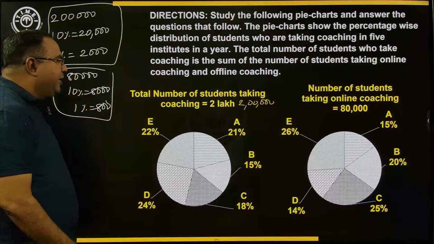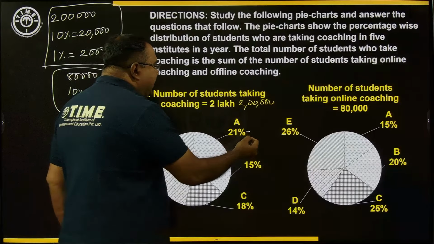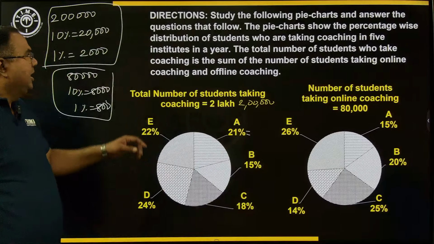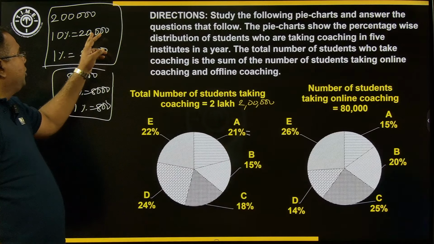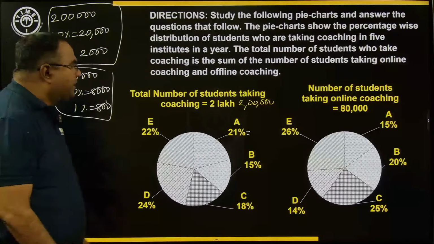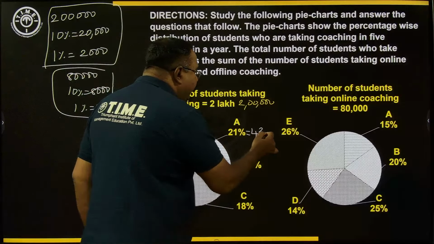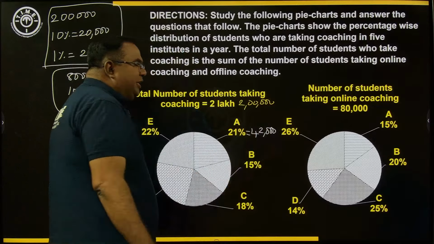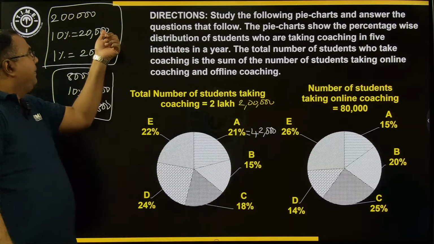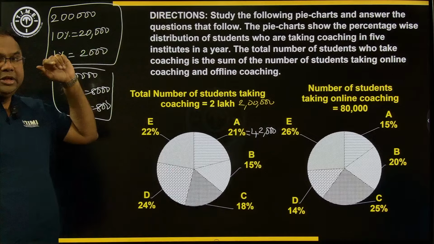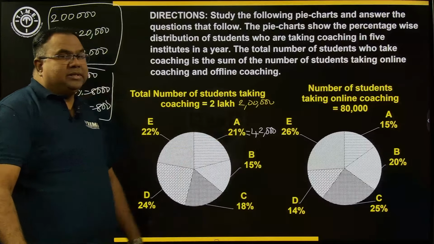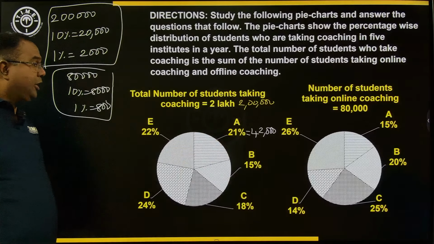So, A is 21%. How do you get 21%? 20% plus 1%. 10% is 20,000, so 20% will be 40,000 plus 1% 2,000, 42,000. Obviously, 20% plus 1%. 20% is double of 10%. 20,000 double is 40,000, and 1% you add, 2,000. It has to be 42,000.